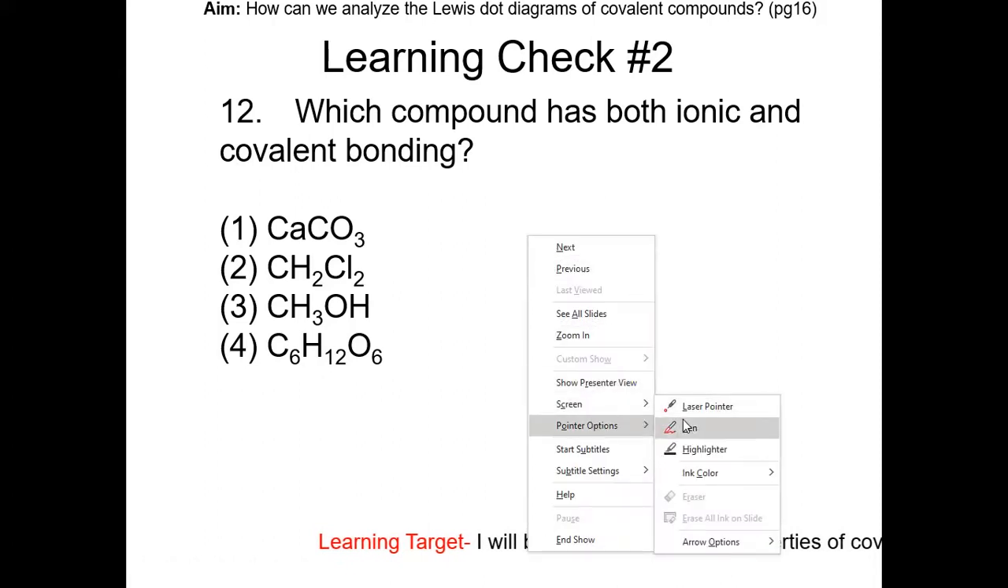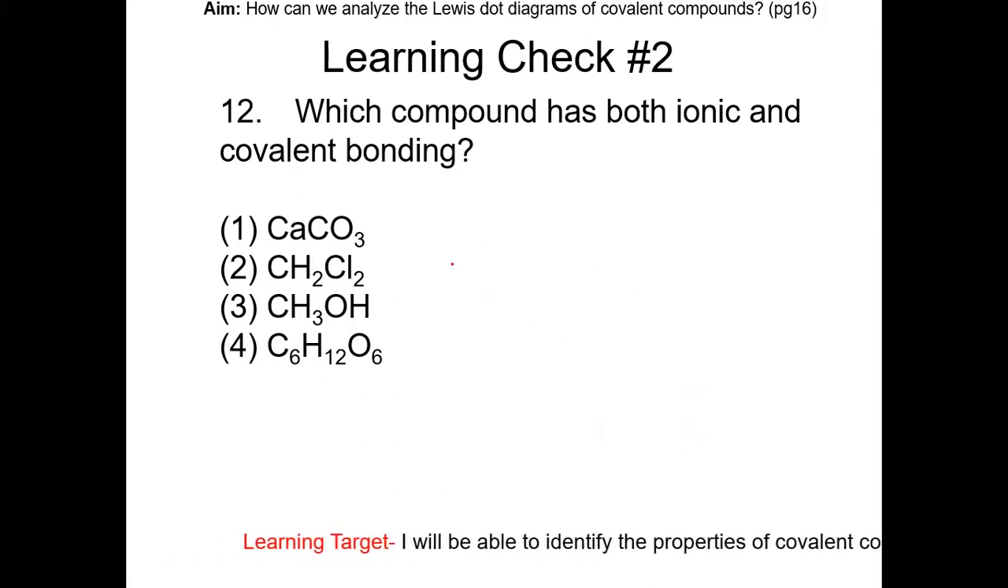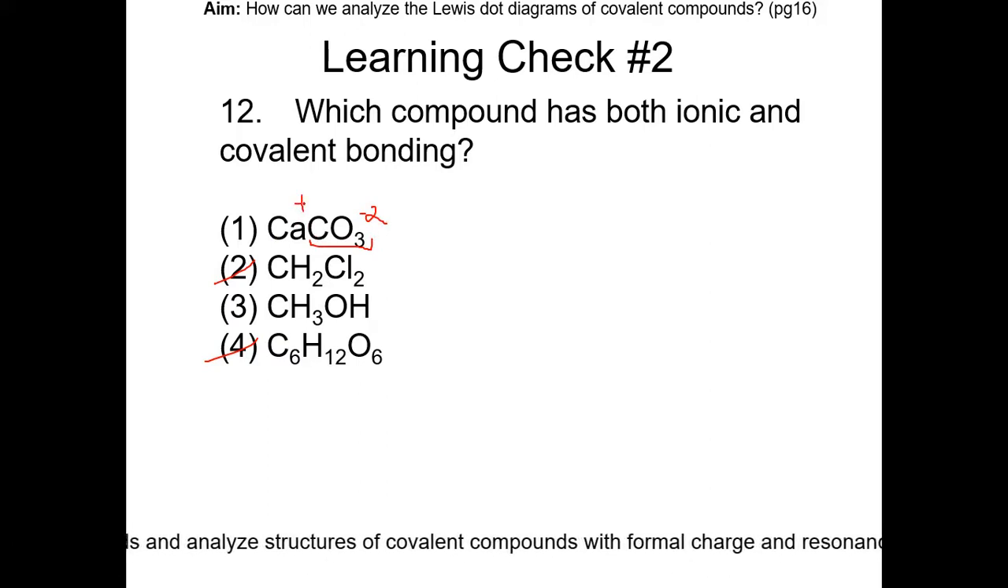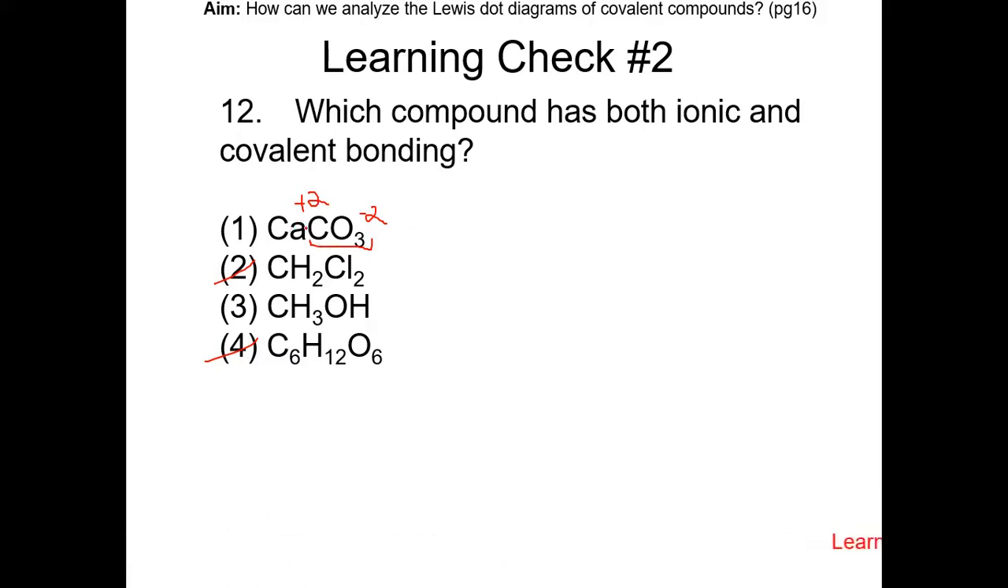So in this question, you're looking for a polyatomic ion in the compound. So only choice 1 and choice 3 might have a polyatomic ion. Choice 2 and 4 do not, based off of Table E. Choice 1 has CO3, which is carbonate ion. Carbonate ion has a -2 charge. So the question is, does calcium have a positive 2 charge? If you look at the periodic table, calcium is a metal and it has a positive 2 charge. So this has both ionic and covalent bonding.